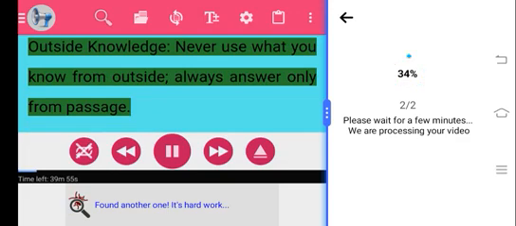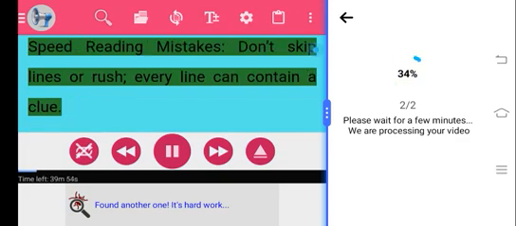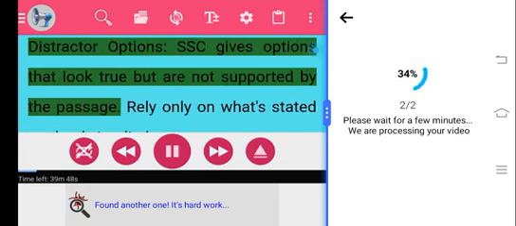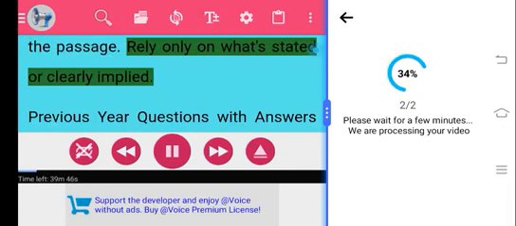Outside knowledge: never use what you know from outside. Always answer only from the passage. Speed reading mistakes: don't skip lines or rush. Every line can contain a clue. Distractor options: SSC gives options that look true but are not supported by the passage. Rely only on what's stated or clearly implied.